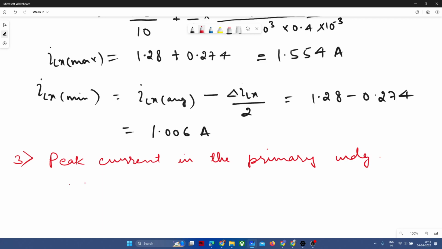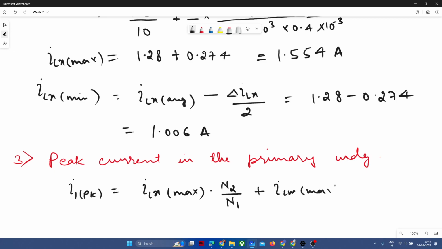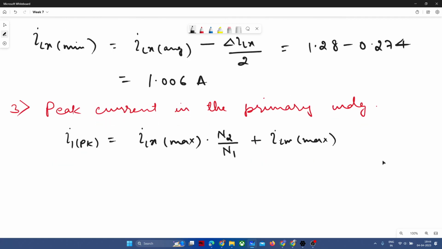Sir, it is ILX max into N3 upon N1. Okay, ILX max into N2 upon N1. Let me write it. So I1 peak should be ILX max into the load side turns, N2 upon N1. Yes, that is correct. And any other terms? Plus ILM max. Yes, ILM max. I hope you are satisfied with this expression and it is correct as well.